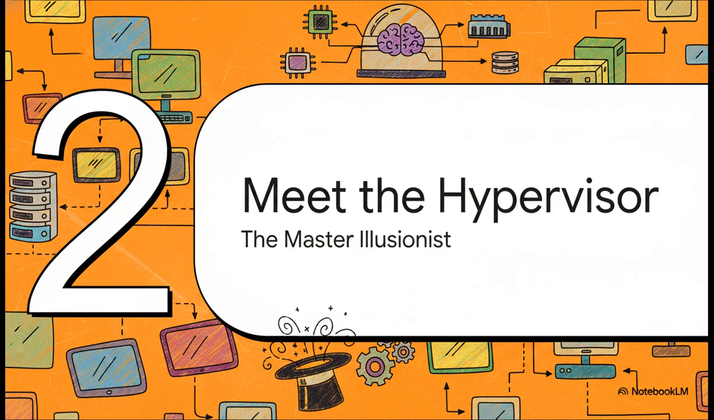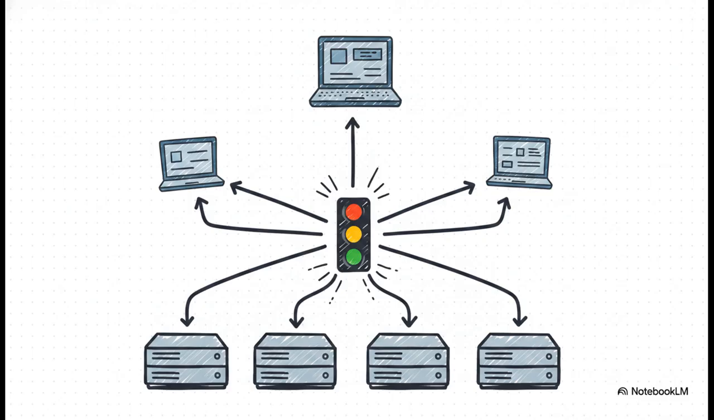Let's look at part two. Meet the hypervisor, the master illusionist. And this brilliantly illustrates how the magic actually happens. The hypervisor, which is also known as a virtual machine manager, is this specialized piece of software sitting directly between the physical hardware and the operating system. It acts as the ultimate traffic cop. It takes decoupled applications and assigns exactly how much access each operating system gets to the processor, the memory, and disk inputs and outputs. It can chop up one machine into several virtual machines, or even pool multiple physical resources into one single virtual pool.